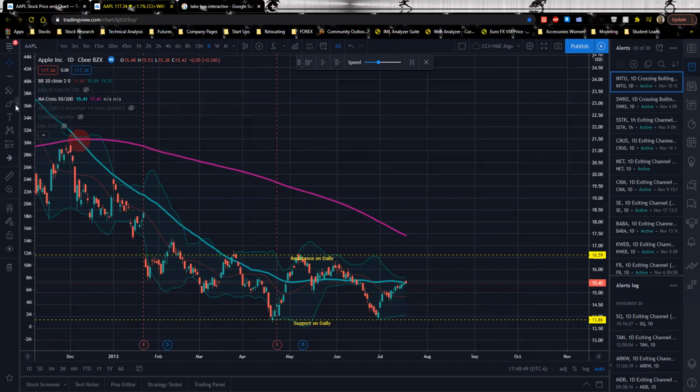Just to make sure, this was here where I said I would enter, right? It broke that Bollinger Band, and it starts, because I think it's getting ready to really break out.